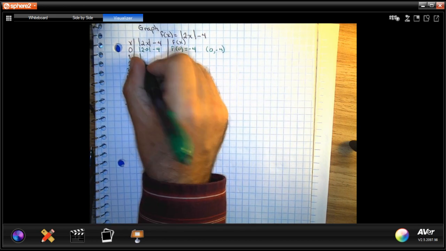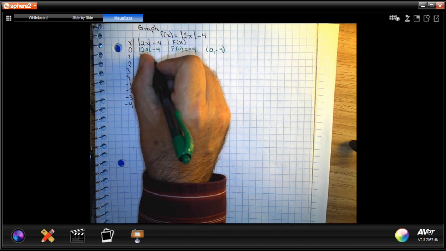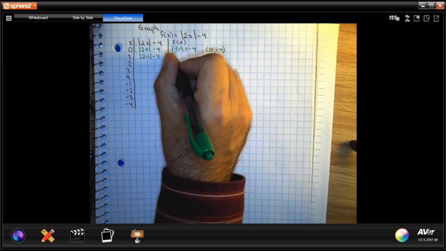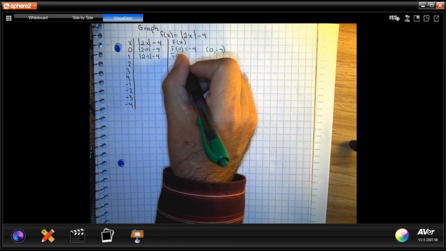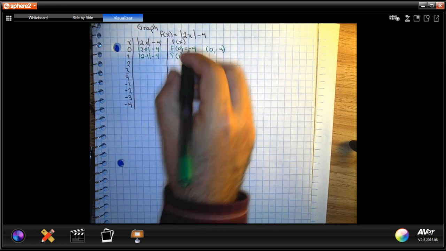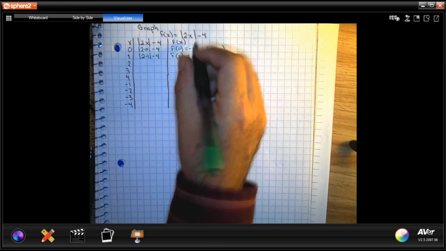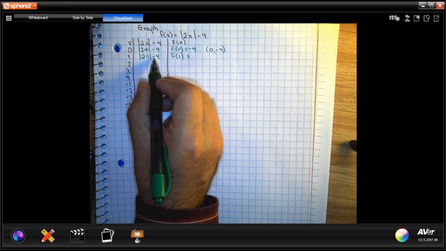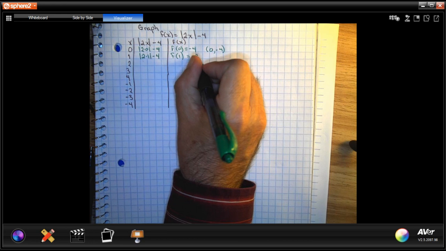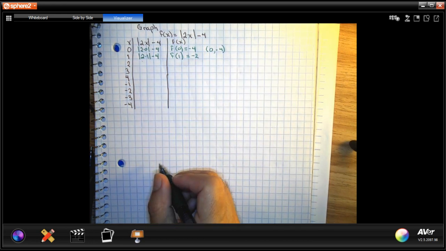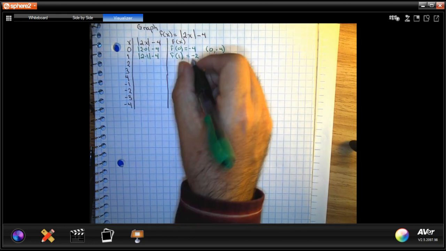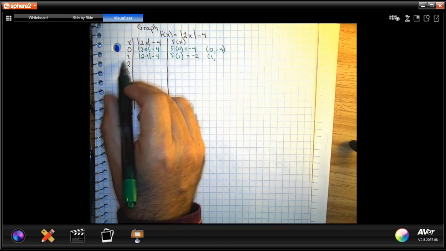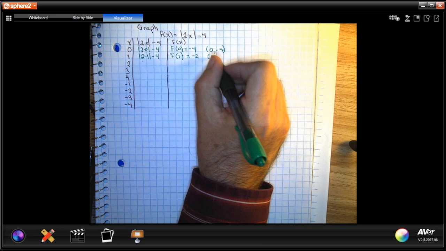I continue the same process of substituting the x values to determine the f of that x value. The absolute value of 2 minus 4 is -2. So when x is 1, y is -2.